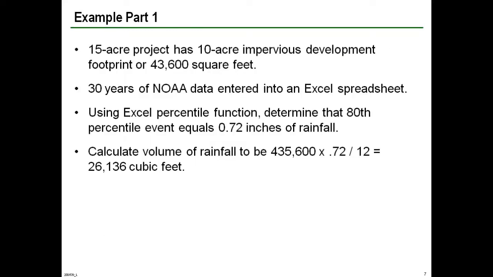Let's work through a quick example. A 15-acre project has 10 acres of impervious development footprint, or, and there's a typo on the slide here, it should be 435,600 square feet. Second, we go to NOAA and get 30 years of rainfall data and enter that into an Excel spreadsheet. Using the Excel percentile function, we can determine that the 80th percentile event equals 0.72 inches of rainfall. We multiply that volume by the 435,600 square feet of imperviousness, and that gives us a little over 26,000 cubic feet of stormwater to manage.